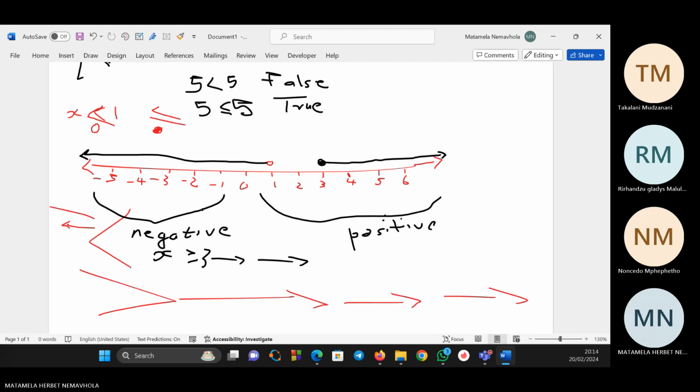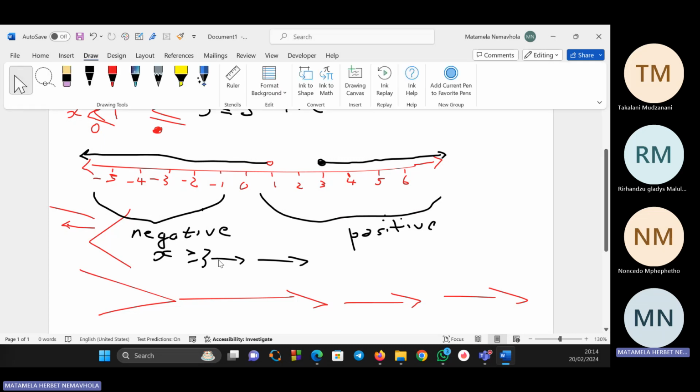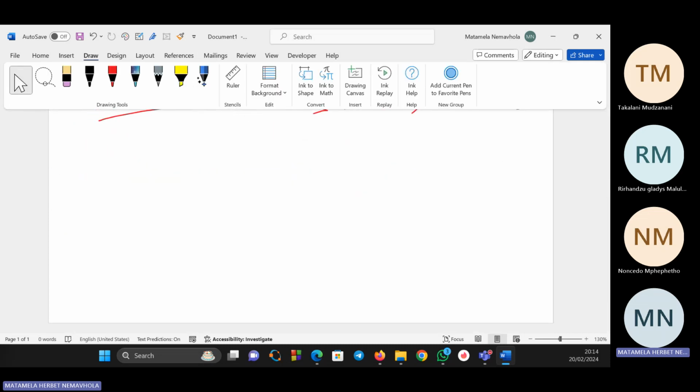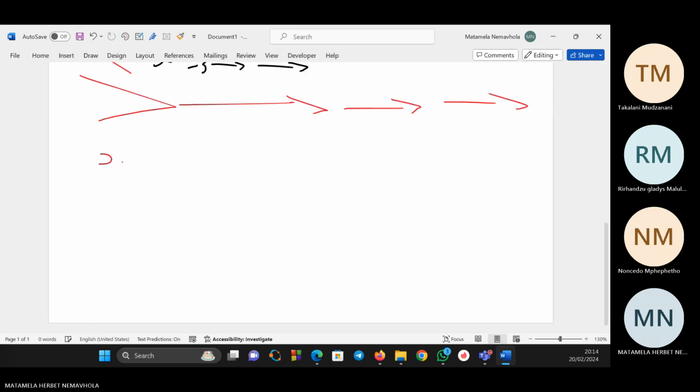So you can be asked, maybe for example, to write... it depends on the question, they can give you what you must do. But if you understand what we did now, if they say you have to draw a number line for x, I think we've already managed that one. For example, x is less than 2.